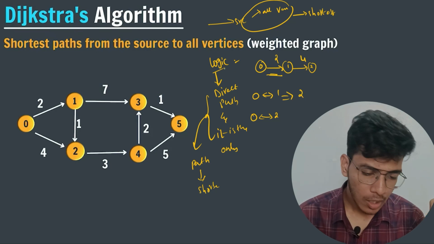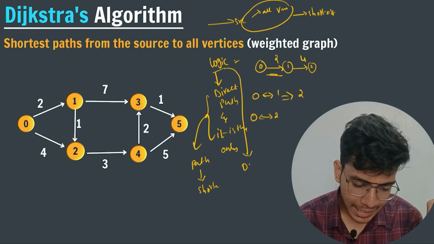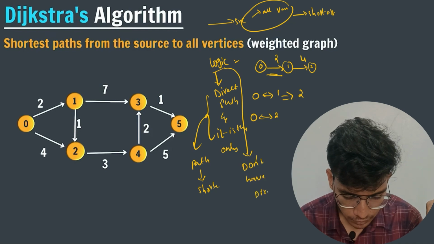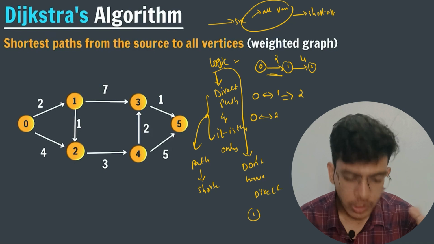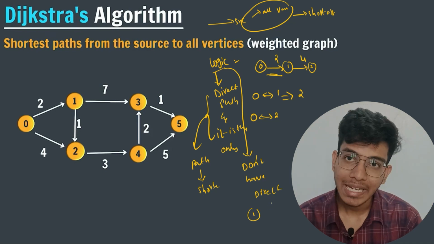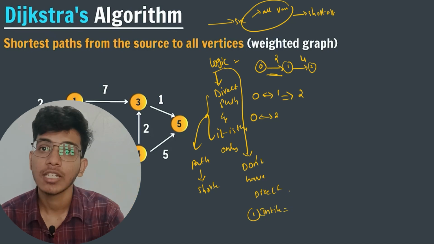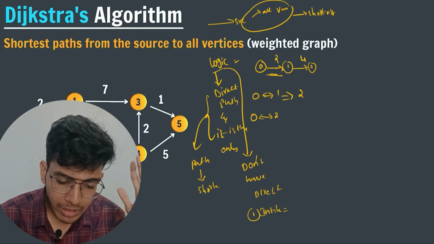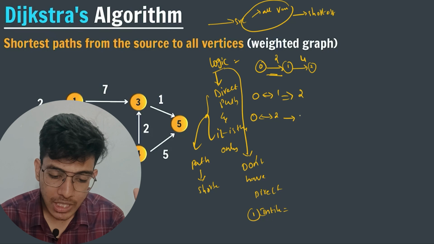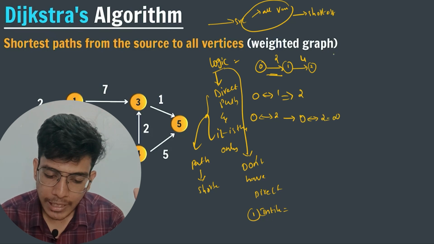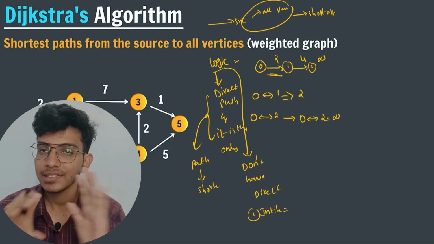Now the second logic says that if you don't have any direct path, then you need to perform these steps. That is, first of all, initialize the distance of that node as infinity. So I will initialize the distance. Initially I will initialize the distance between 0 and 2 as infinity.